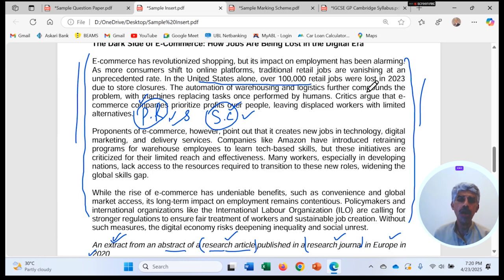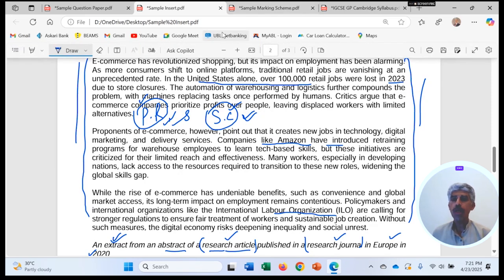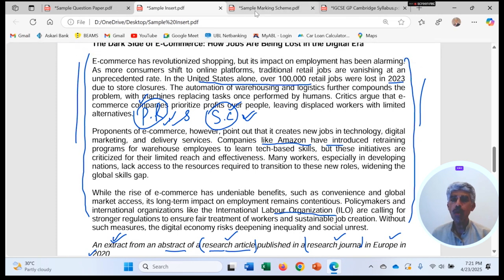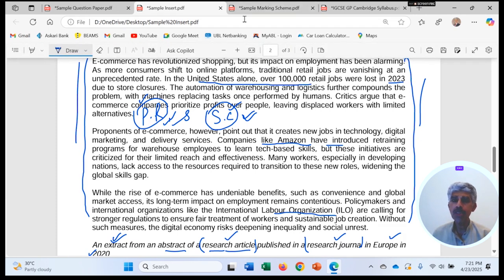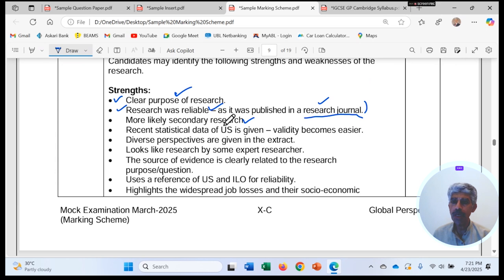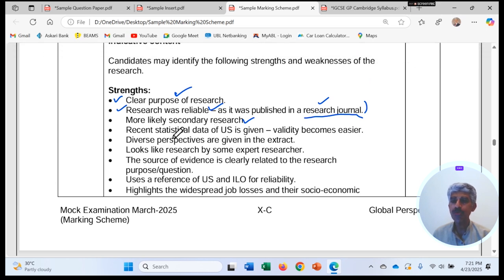United States alone, over 100,000 retail jobs were lost in 2023 as told by ILO. So it means that he has studied certain reports, he has gone through certain data of the global organizations, and he talked about certain companies' data on their websites. So he has conducted secondary research rather than primary research. Okay, so in this particular phase, you might have got the difference between the primary research and secondary research. Going back over here, this shows that the whole of this extract carries secondary research.